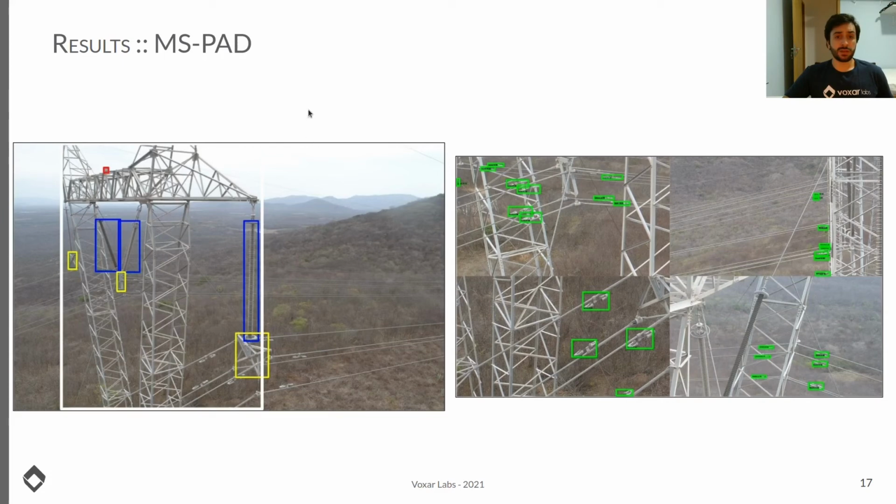These are some qualitative results regarding the bounding boxes of the detected objects. In the image on the left, you can see in white a transmission tower being detected, in blue insulator chains, in yellow spacers, and in red a small ID plate. And in the gridded images, we can see that the MS-PAD also performed very well in detecting dampers.